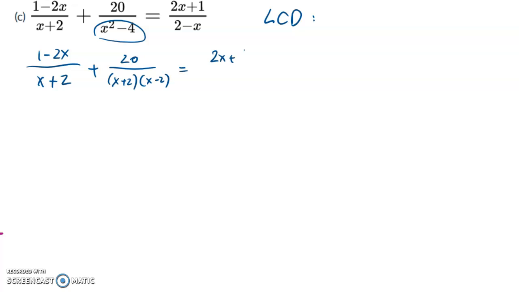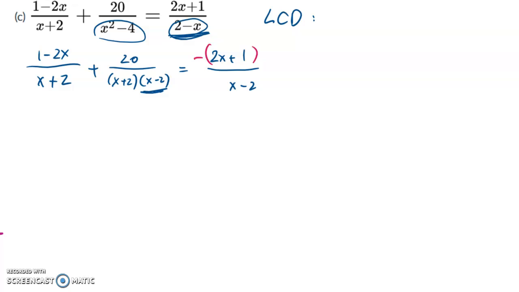And for 2x plus 1 over 2 minus x, there's something to do with this. Because 2 minus x is not exactly the same as x minus 2 here. They are closely related. They are opposite numbers, but they're not the same. So what I will do is factor out the negative sign to make a negative of x minus 2. And I want to get rid of that negative sign, so I will move this negative sign to the top.